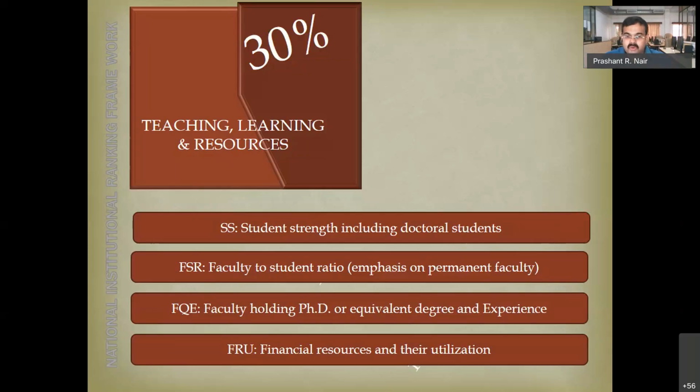So now all these parameters, whether it is student strength, FSR, FQE, or FRU, are completely India-specific parameters. I don't think in any American university you can become a faculty without a PhD. You can't be counted as a tenure or non-tenure track faculty unless you have a PhD. If you don't have a PhD, you can probably be a teaching assistant or something like that.